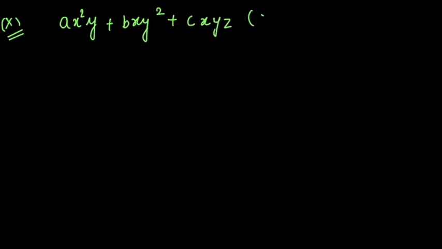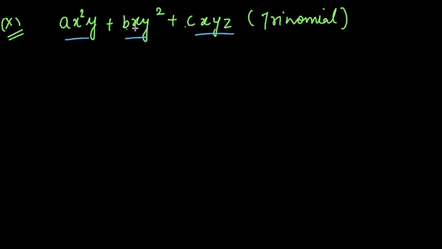The last part of question number 2 is ax square y plus bxy square plus cxyz. Again it's a trinomial, so you will look for the common terms in all three: first, second and third. Let's start one by one. We start with the variables a, b and c. They are not common, so we will not take them common.